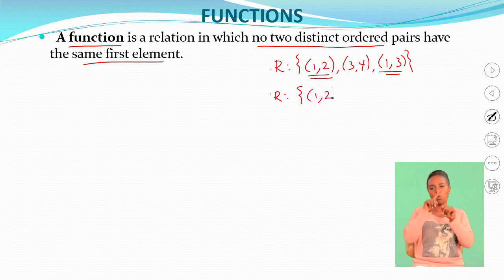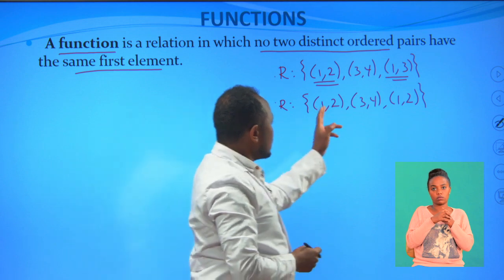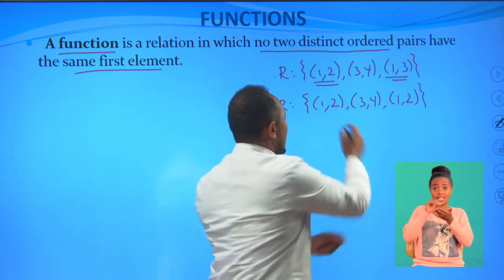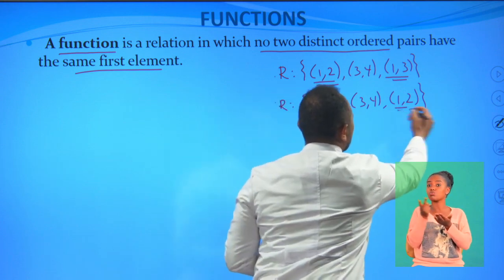1, 2, 3, 4, 1, 2. Even though the first element is repeated, these two are not distinct.